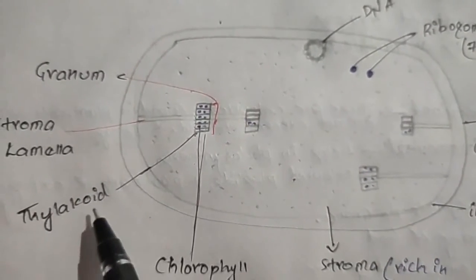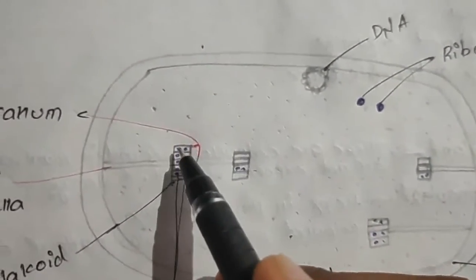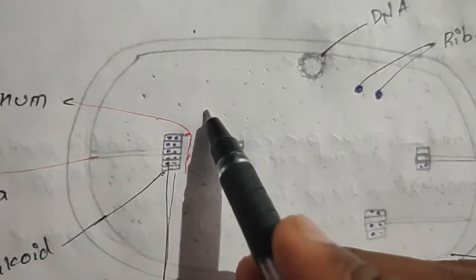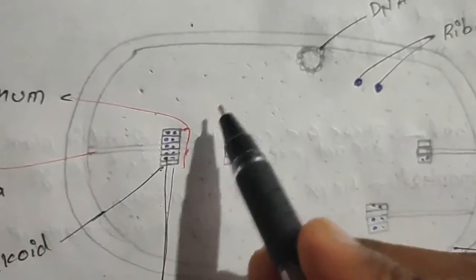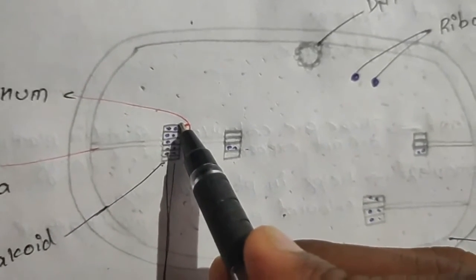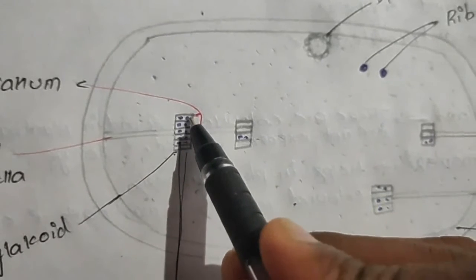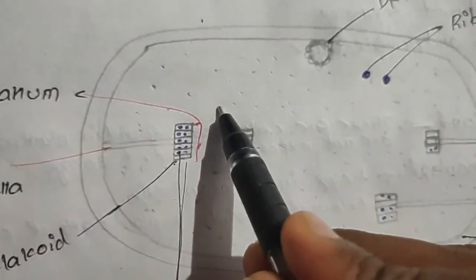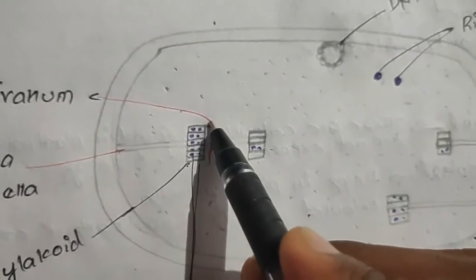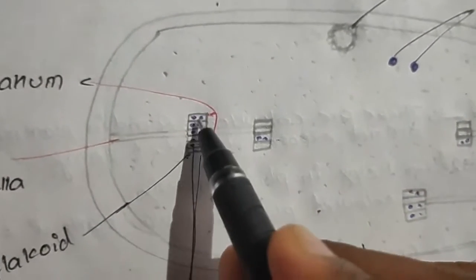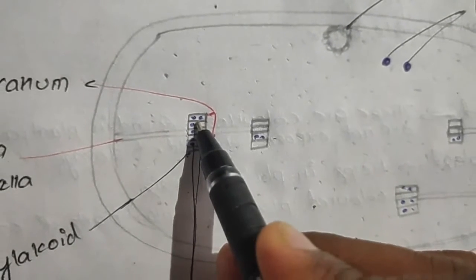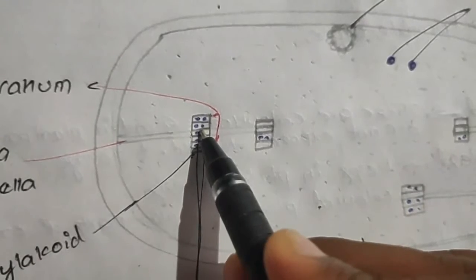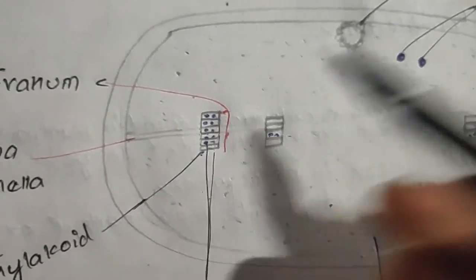In these thylakoids, two types of thylakoids are seen. See, the membrane of the thylakoid which is in contact with the stroma, such type of thylakoids are known as the non-appressed part. Means the membrane of the thylakoid which is in contact with the stroma, such type is known as the non-appressed part. And this is another thylakoid, and this thylakoid membrane is in contact with another thylakoid. Such thylakoids are known as the appressed part.